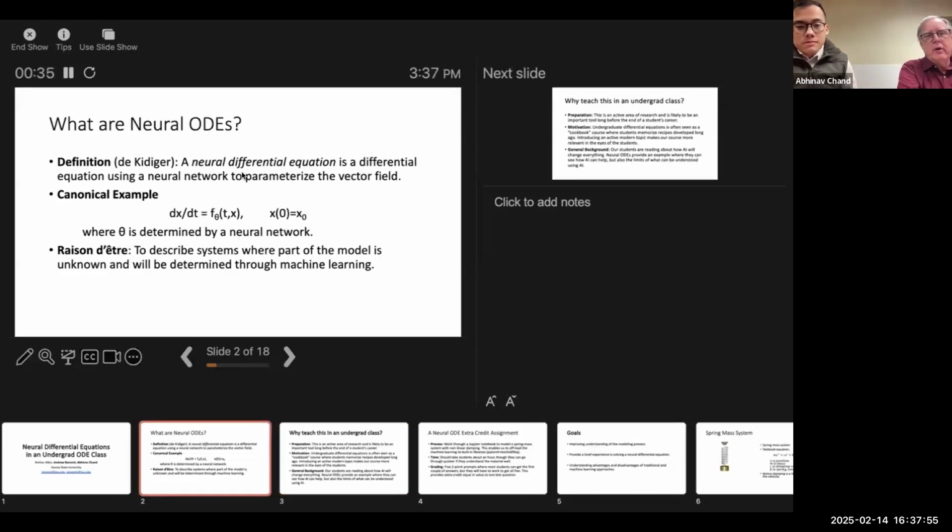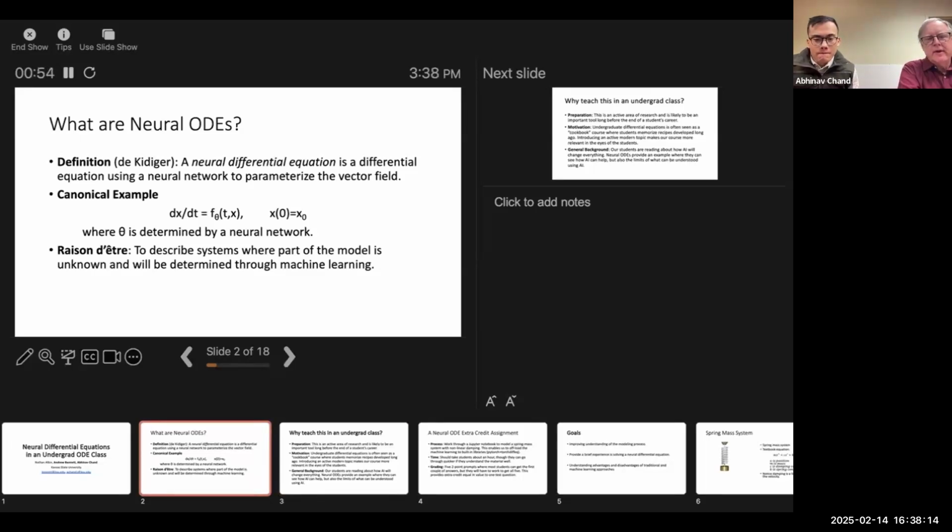So let's start with what is a neural ODE. Kidger's definition of this is: a neural differential equation is a differential equation using a neural network to parameterize the vector field. So we have the canonical example of dx/dt = f(t, x), only that function f will be determined by a neural network.